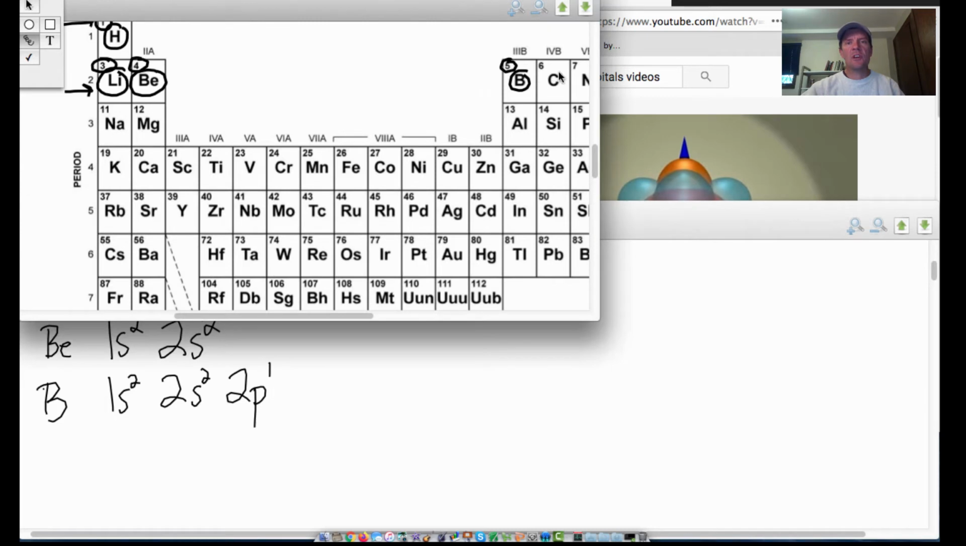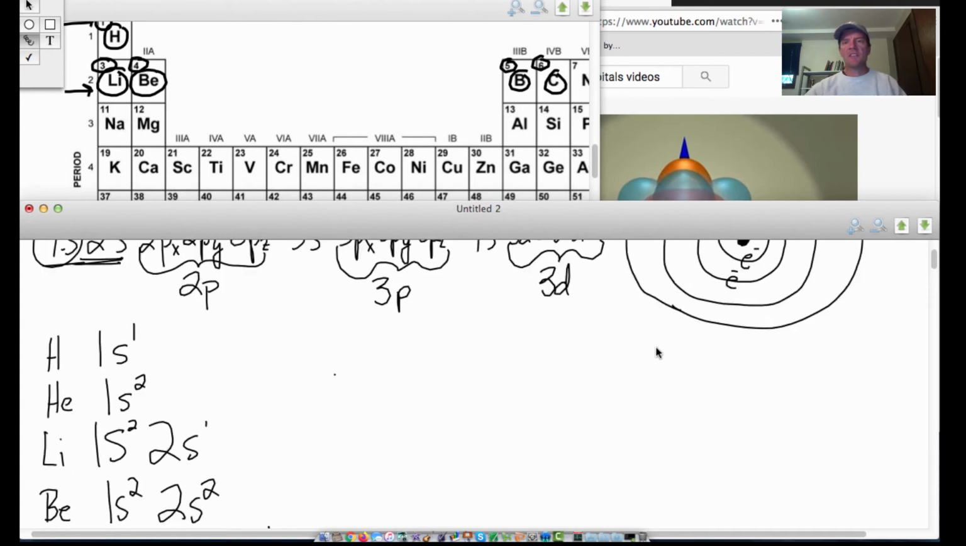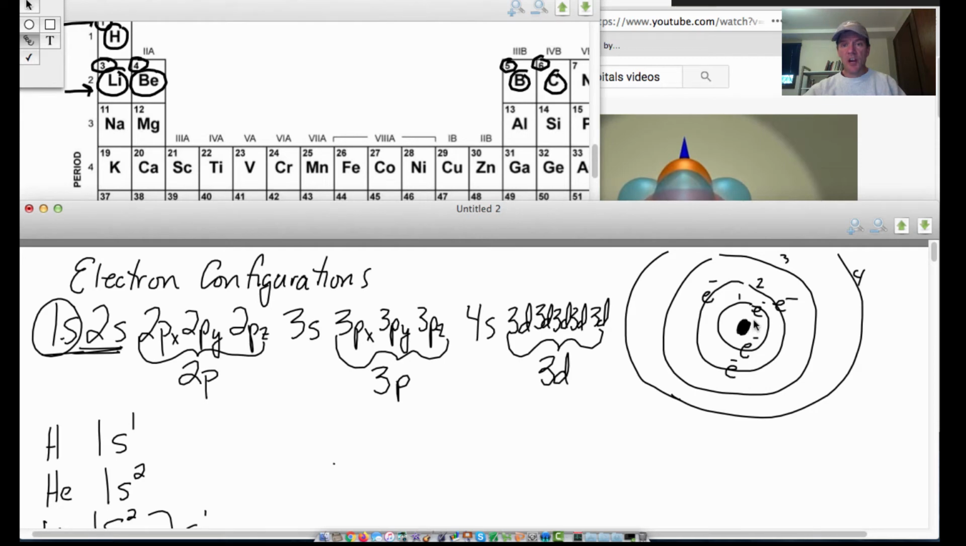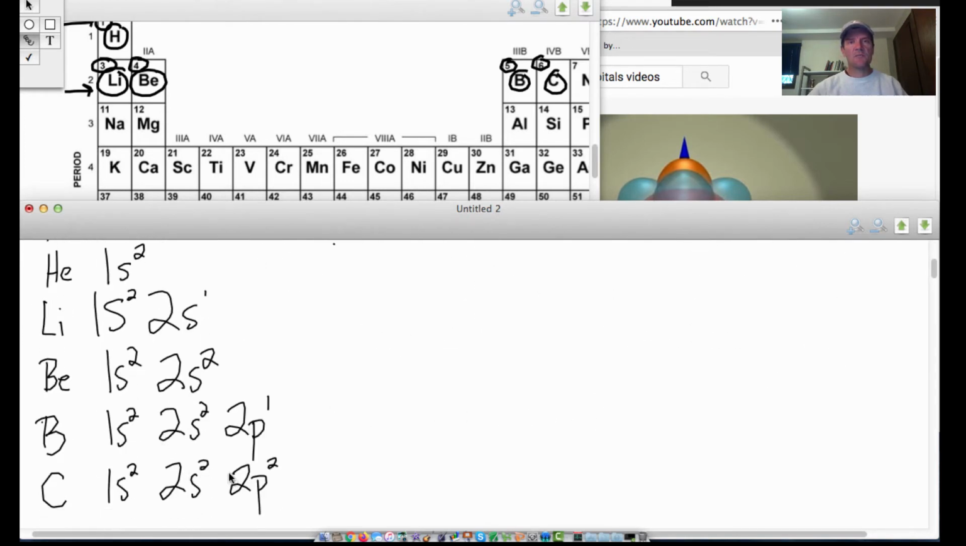Let's go to carbon, 6 electrons. Carbon, 1s2, 1s is full, 2s2, that's full. We're going to have to go to the p orbitals now, 2p2, 2 electrons. Okay, there are 6 electrons represented there for carbon. That means for carbon, we've got 2 electrons in the first energy level, and we've got 4 in the second energy level, in the 2s and the 2p.